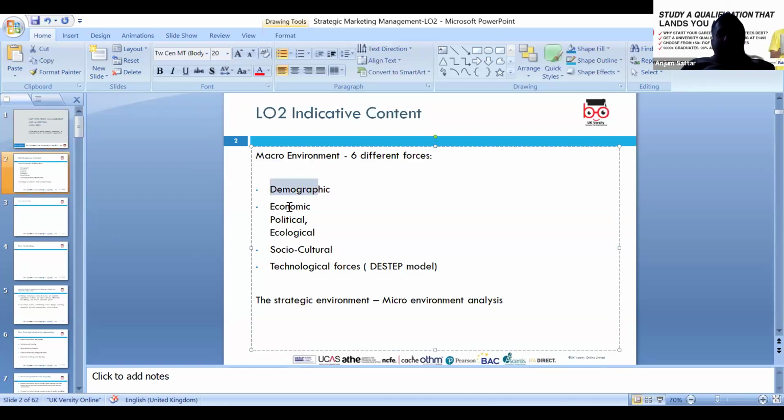The key focus will be demographic, economic, political, ecological, social, and cultural factors. These are the technological factors which we will discuss. And the micro environment, which means the small and more internal one. So we have these factors which we can look around.